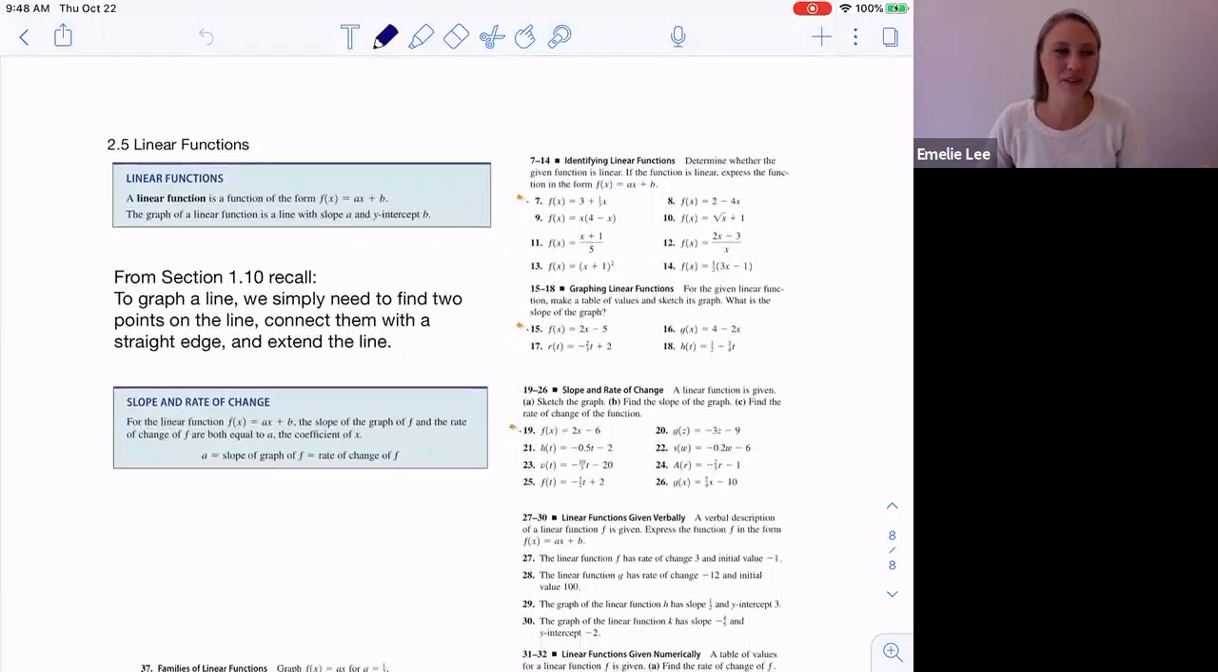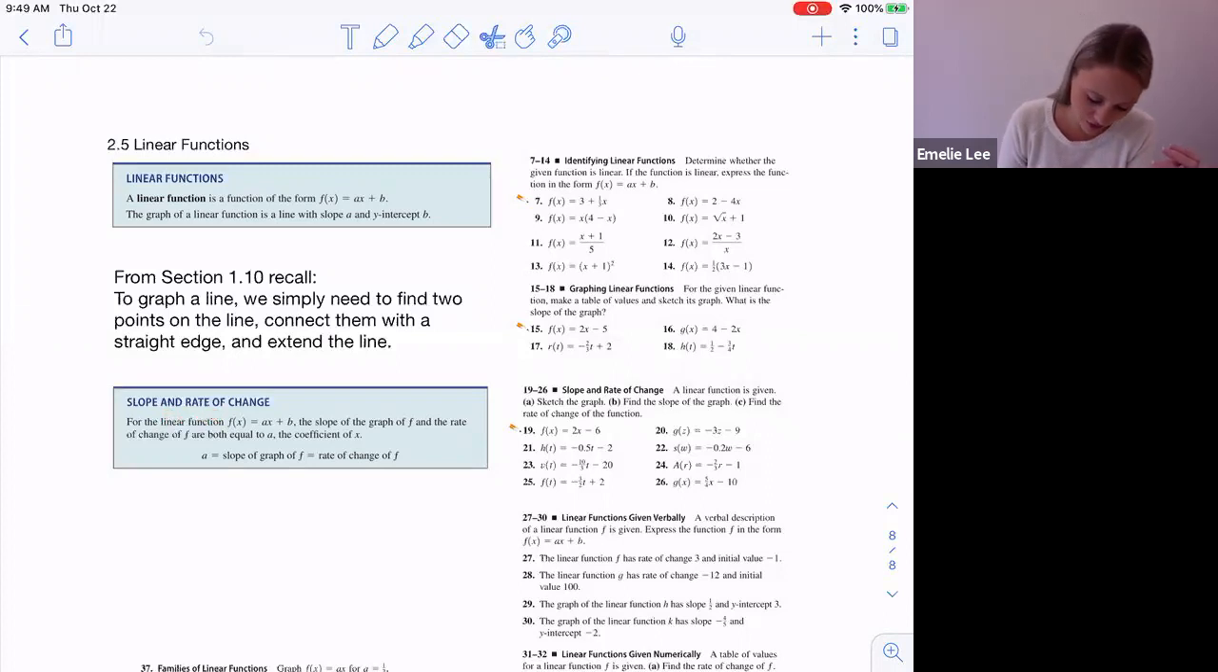In 2.5, we're talking about linear functions. Linear functions are just straight lines, y equals mx plus b. We've already worked with them, in fact, in section 1.10. And so you know how to graph a line. You just need to find 2 points on the line. You pick any 2 values of x that you want to work with, plug them into your linear equation, and then plot those coordinate points that you find. And so the only really new thing is talking about the slope and the rate of change.